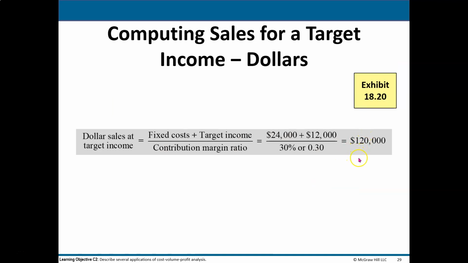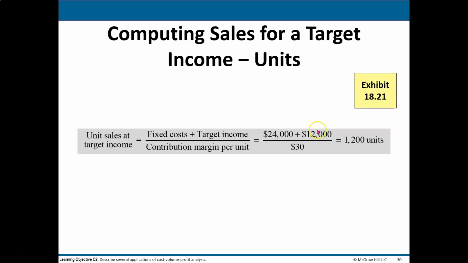So in other words, I need to sell $120,000 worth of footballs, assuming that they're selling for $100 each, and my contribution margin ratio is 30%. I need to sell $120,000 worth of footballs in order to get my target income. And this is expressed in dollars. Now, what if I want to express the number of footballs I sell?